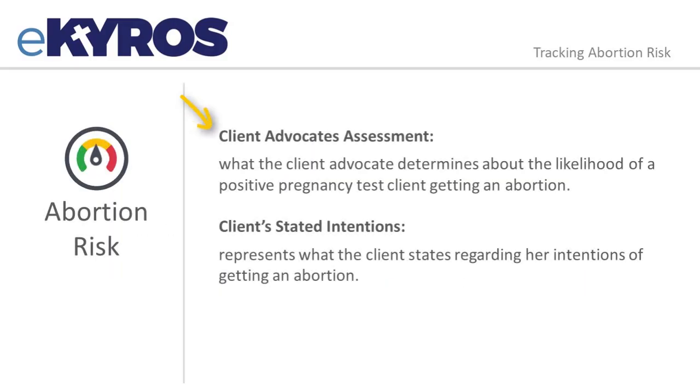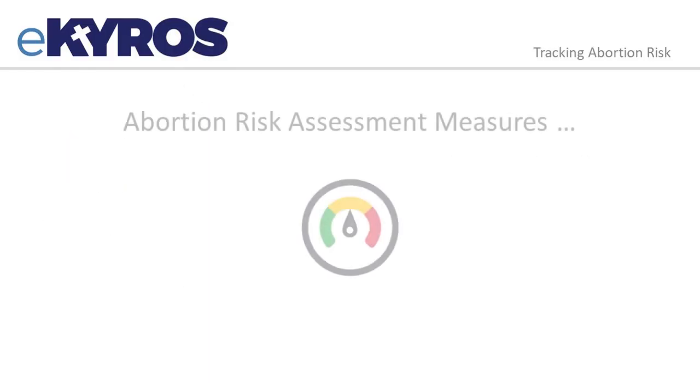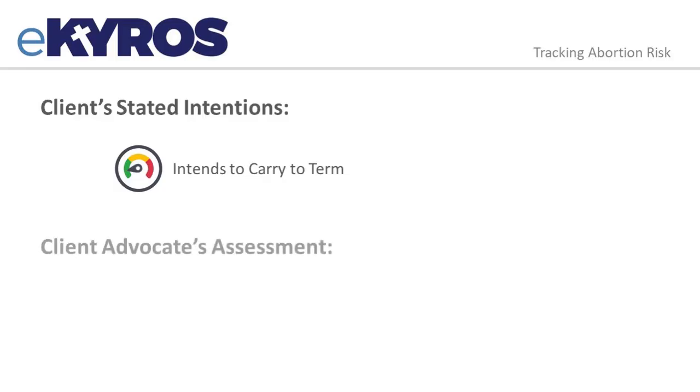Now notice that the client advocate's assessment and the client's stated intentions may not always be the same. For example, if a client states that she intends to carry her baby to term, but also tells you that her boyfriend is pressuring her to abort, her stated intentions would be marked as intends to carry to term because that's what she said, but because of the pressure to abort due to lack of support from her boyfriend, her assessment would be marked as abortion vulnerable.